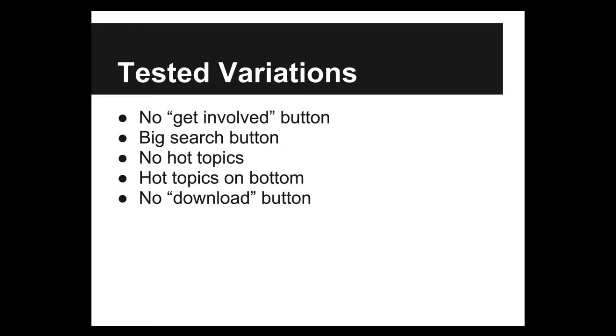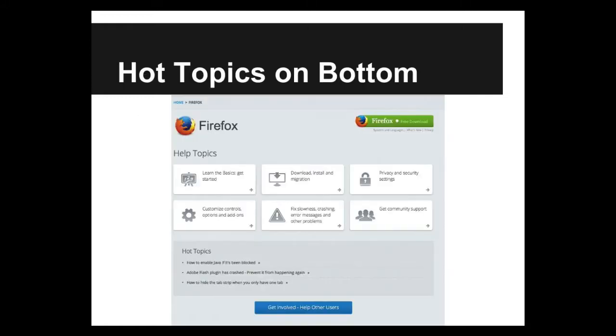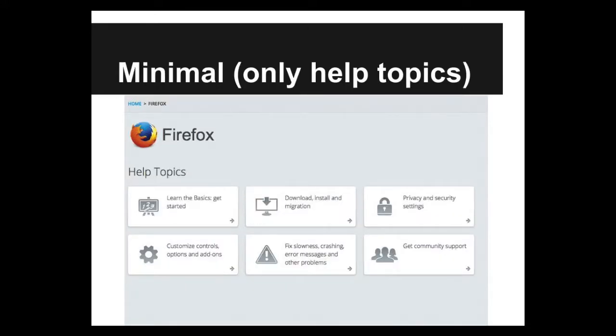So first, to look into how the design is affecting the page at all, I tested a number of different variations. The first one has the help hot topics on the bottom, as you can see here. This is the product landing page with the hot topics on the bottom. Then you have minimal: only the help topics, no hot topics, no search, no download button.